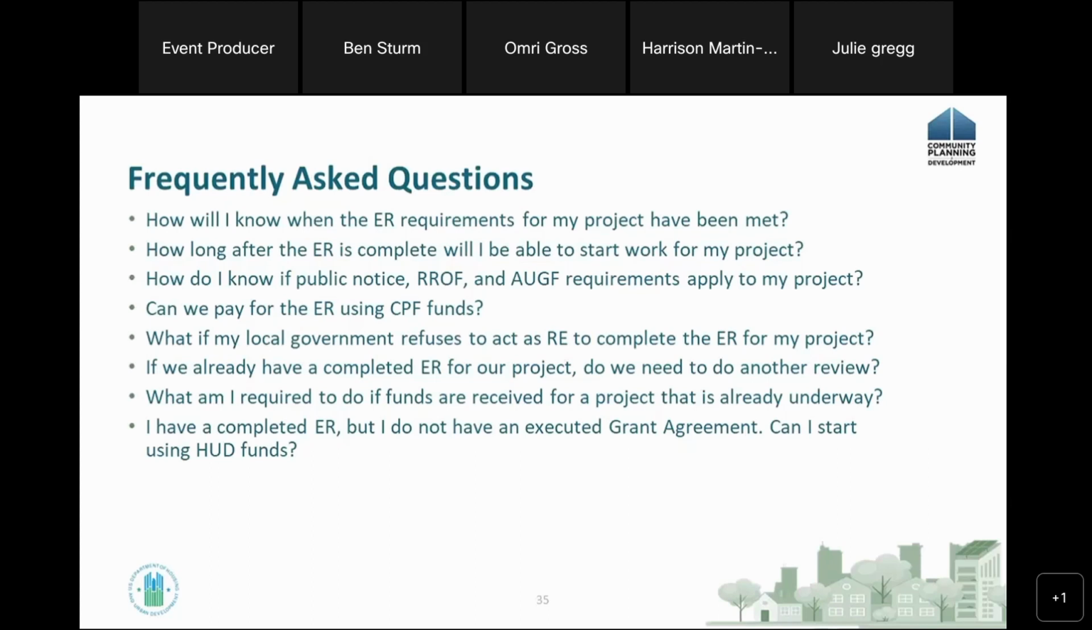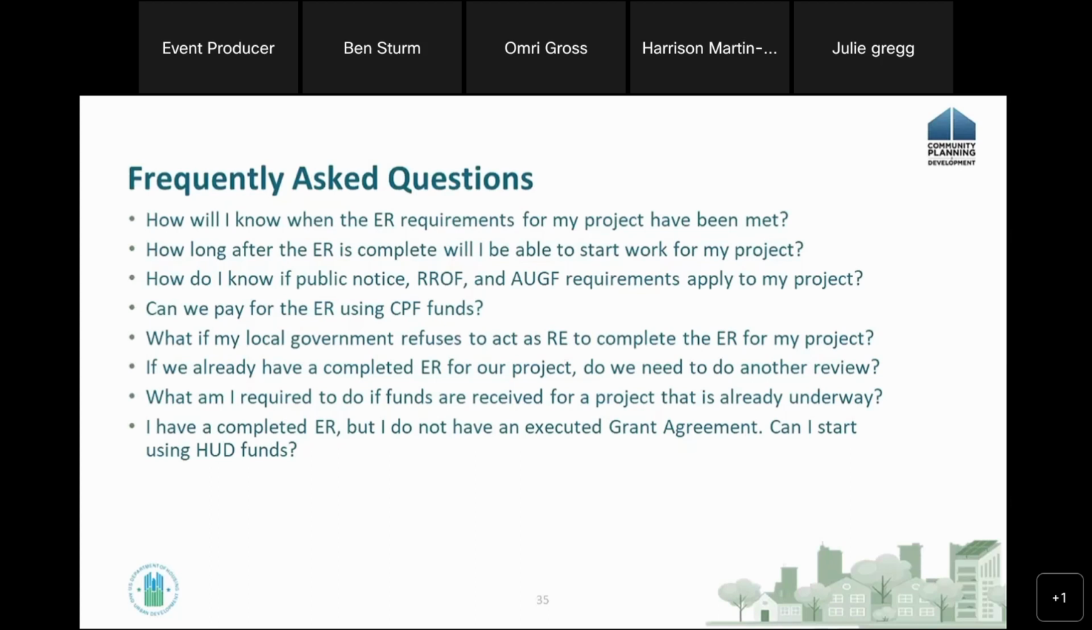So if your environmental review only includes exempt or CENST activities, those don't require public notice, request for release of funds, or authorization to use grant funds. And the project can move forward after the environmental review has been signed and a copy of the environmental review signature page is provided to the grant officer.